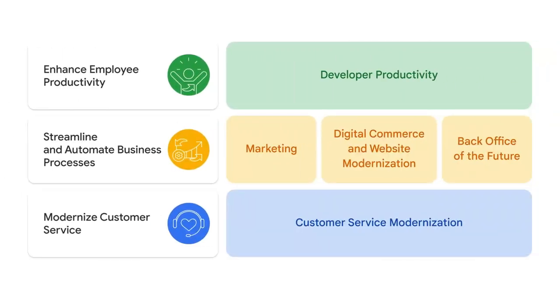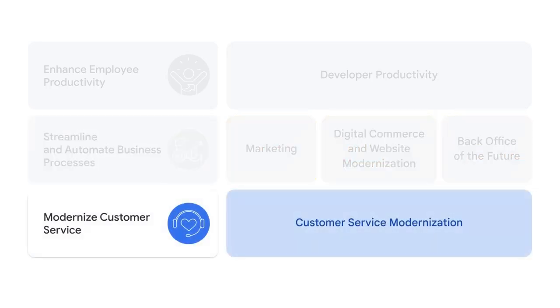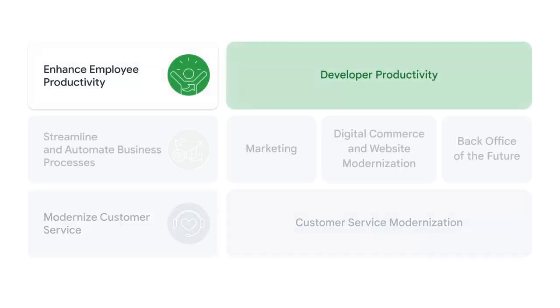By leveraging the application, Coffee on Wheels gain the following benefits: streamlined business processes in key areas such as marketing, digital commerce, and back-office operations. Modernized customer service through features such as automated comment replies and actionable consumer insights and predictions. Enhanced employee productivity through the utilization of GenAI for code assistance and marketing content generation.